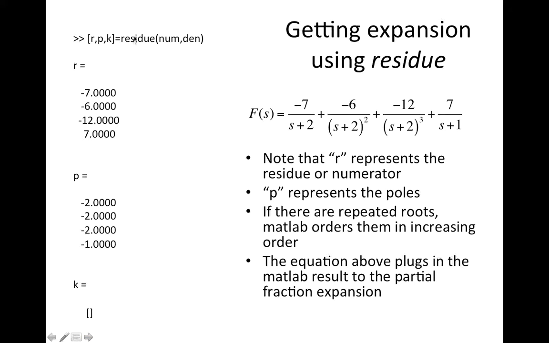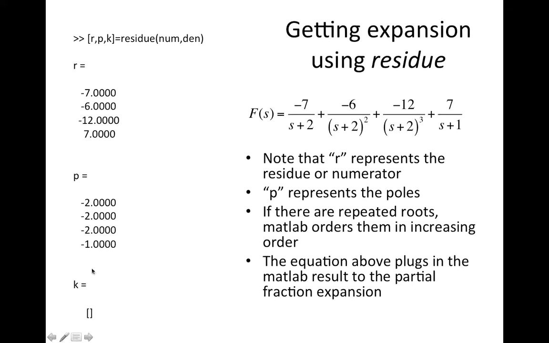And then I use the residue command, defining a matrix element here, RPK. I say residue of numerator and denominator, which are the values that I previously described. What it then gives me back is R, which is the residues or the numerators, P, which are the poles, and then K.